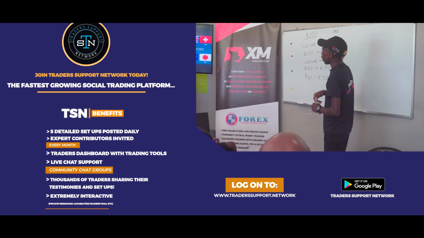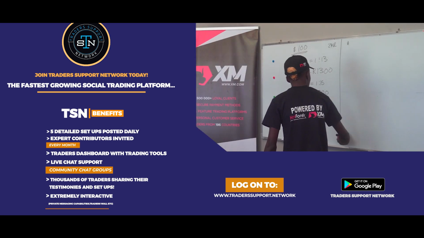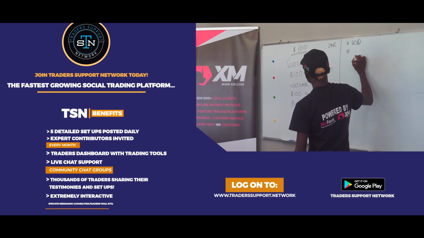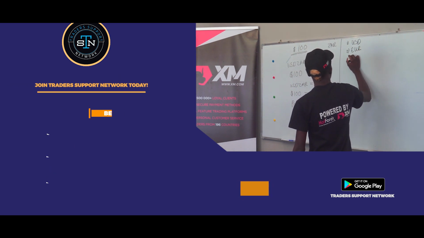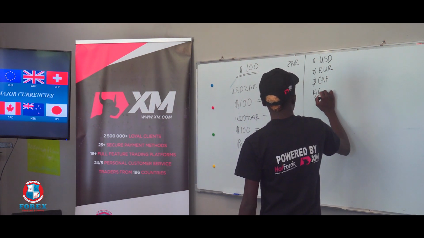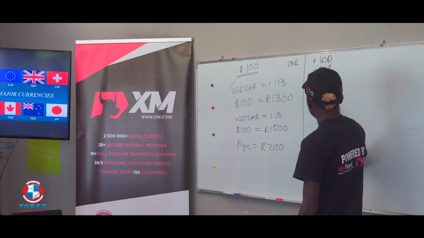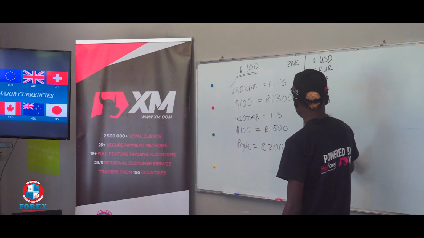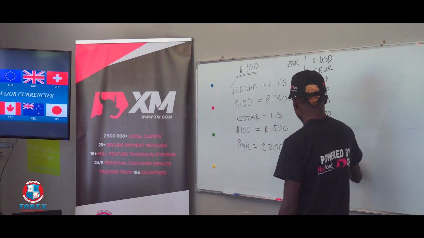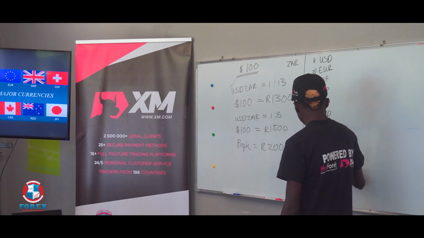All right. First of all, we have the United States dollar. Let me write them down for you. Number 1, the United States dollar. Number 2, the euro. Number 3, the Swiss franc. Number 4, the Great British pound. Number 5, the Canadian dollar. Number 6, the New Zealand dollar. Number 7, the Japanese yen. And number 8, the Australian dollar.